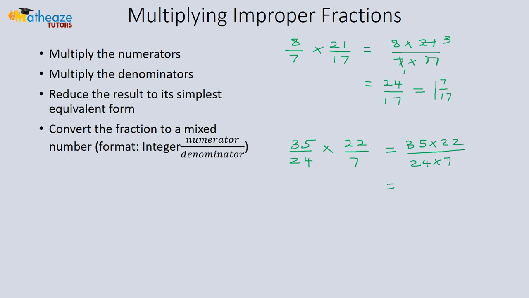So we can see 22 and 24, they have a common factor of 2 because they're even numbers. 35 and 7, 7 here, this gives us 5. So now we end up with 5 times 11 over 12 times 1. So 5 times 11, 55 over 12. So 55 divided by 12, that happens 4 times, which gives us 48. And then 55 minus 48 gives you 7. And your divisor is 12.